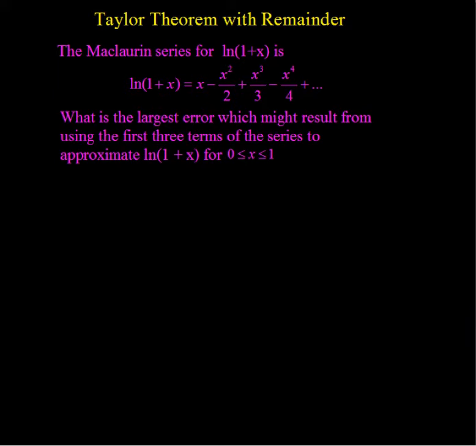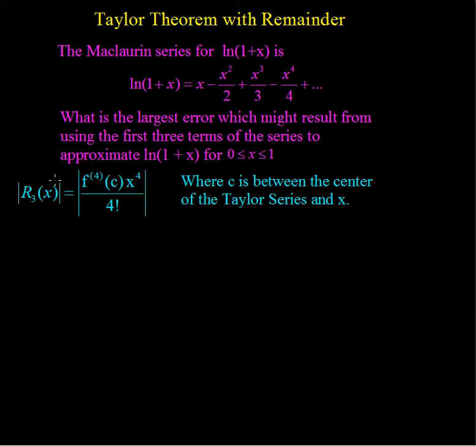So let's calculate the remainder term. Since we have the first three terms, we're going to need to go to the fourth term. That would be the remainder. And so R3 of x is equal to the fourth derivative at c times x to the fourth over 4 factorial, where c is between the center of the Taylor series and x. And this is a Maclaurin series, and it's centered at 0.